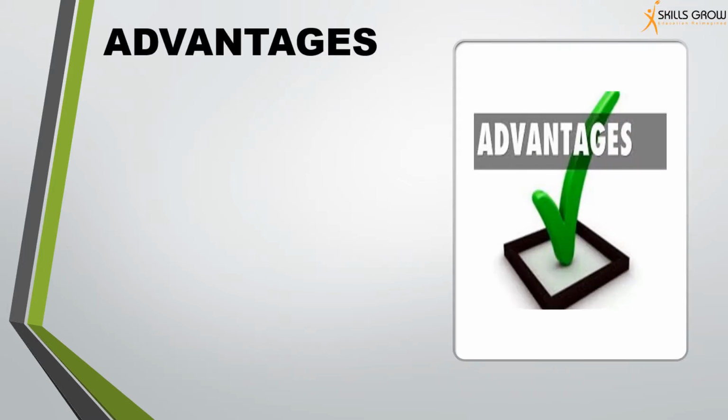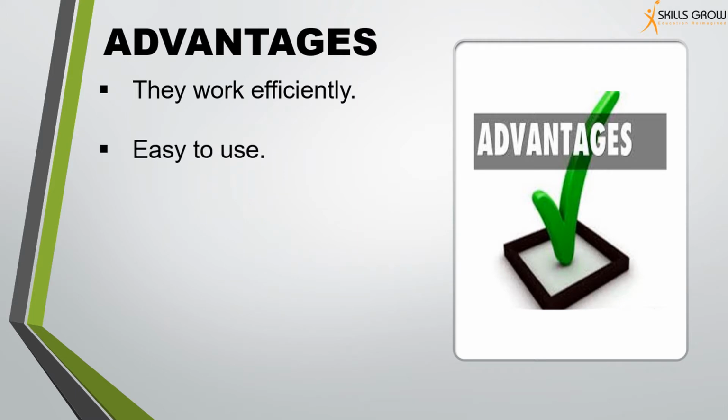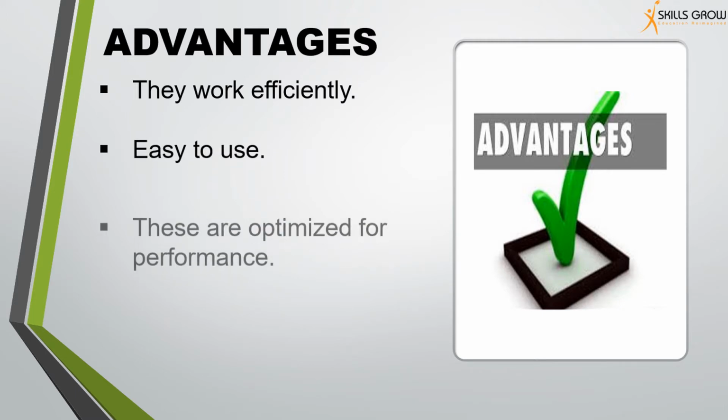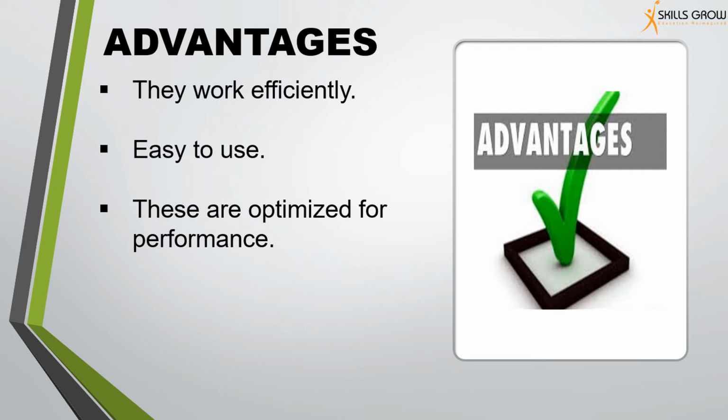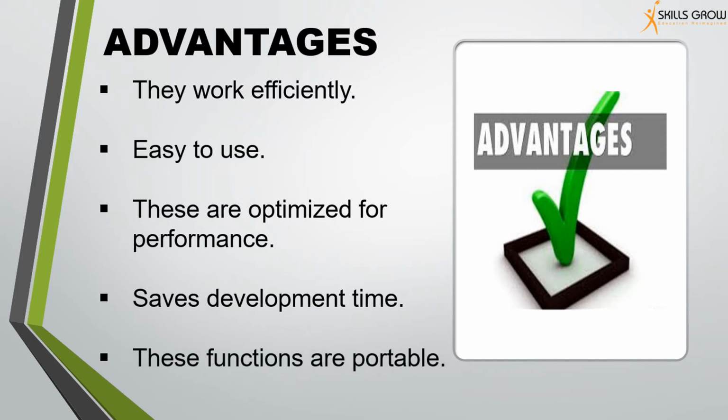Advantages: as these functions have gone through multiple rigorous testing, they work very efficiently. They are easy to use. Since these are library functions, a group of developers constantly make them better. Hence, they are optimized for performance. As all general functions like printing to a screen, calculating square root, etc. are already written in C standard library, it avoids rewriting them in a program and thus saves a considerable development time. These functions are portable, that means it works the same everywhere.